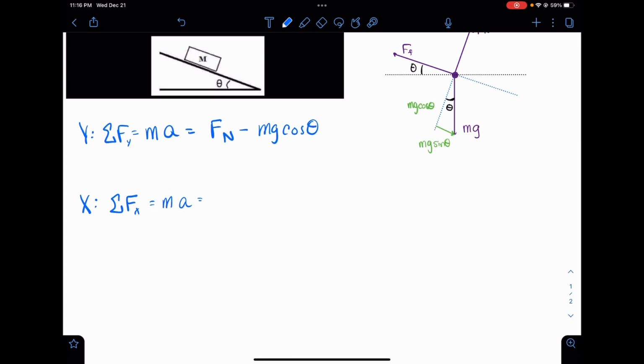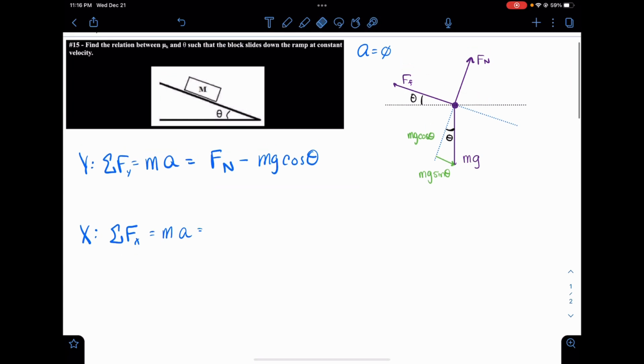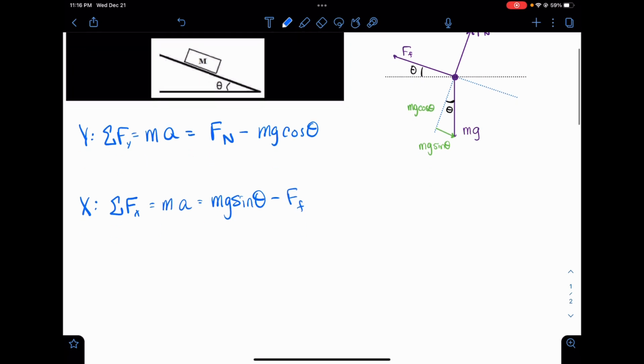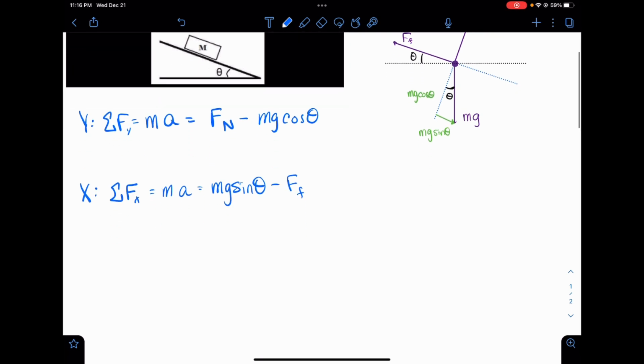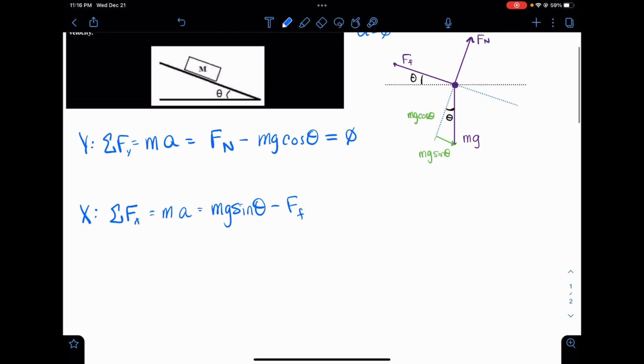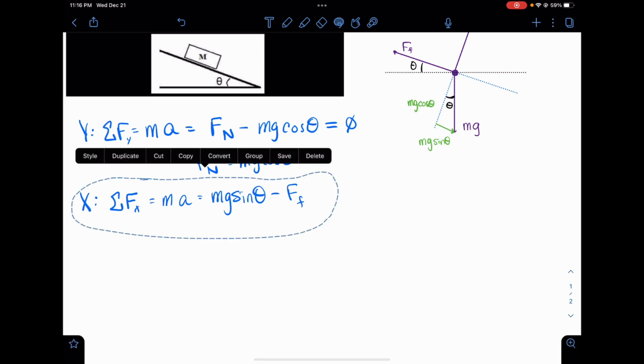That equals, let's see, I'm going to call positive motion down the ramp. So positive motion is going to be mg sine theta minus the frictional force. Okay, so if we go ahead, we know that the block is not moving off the ramp. So this equals 0. And I can set Fn equal to mg cosine theta. I'm going to make these two different systems different colors.